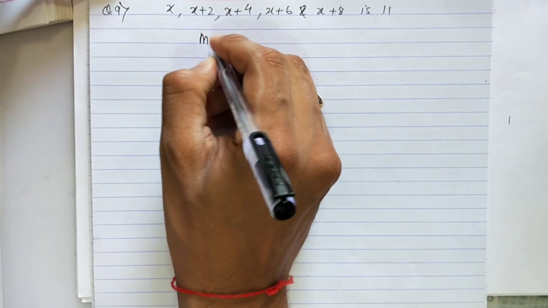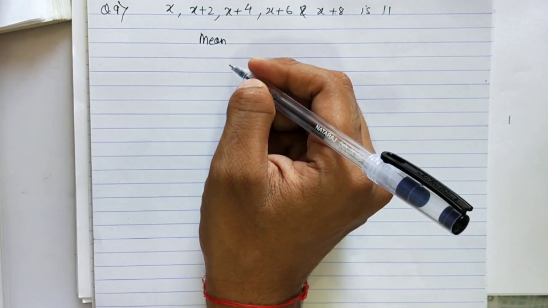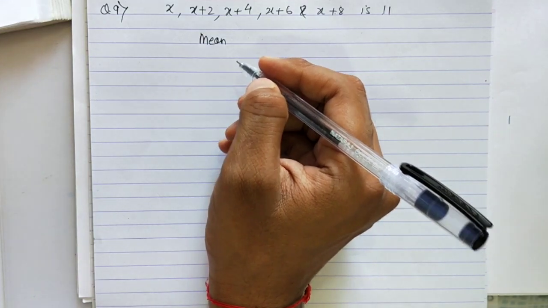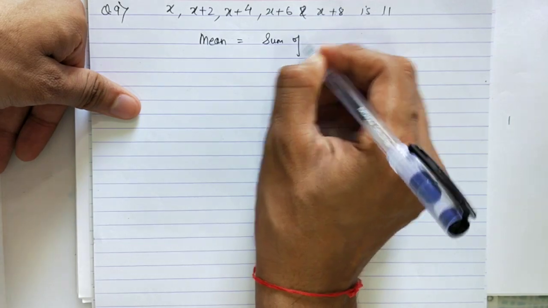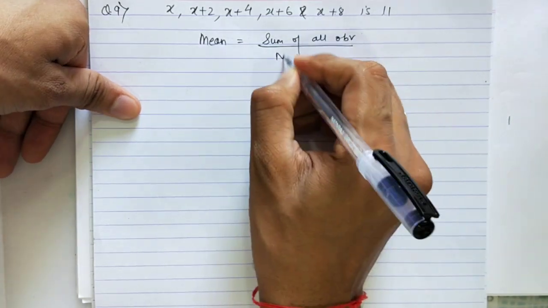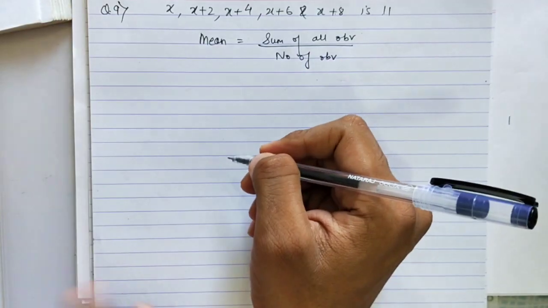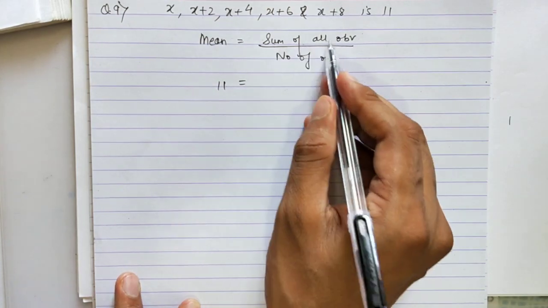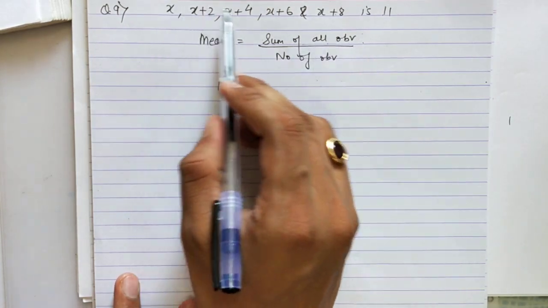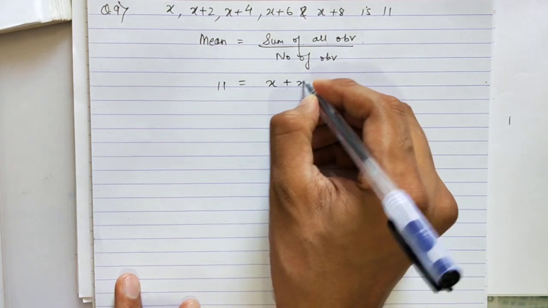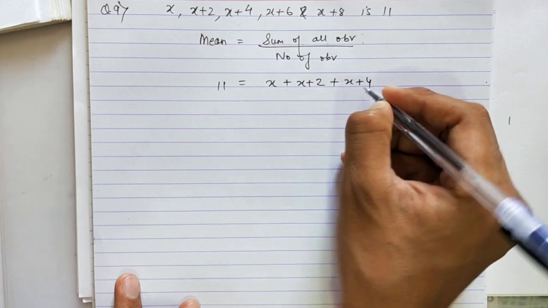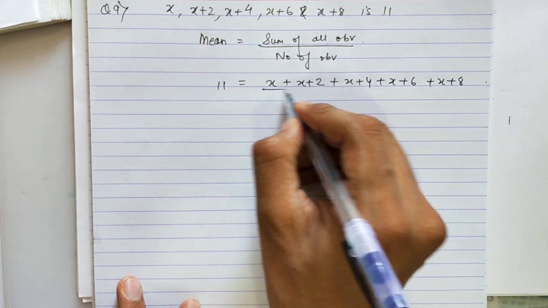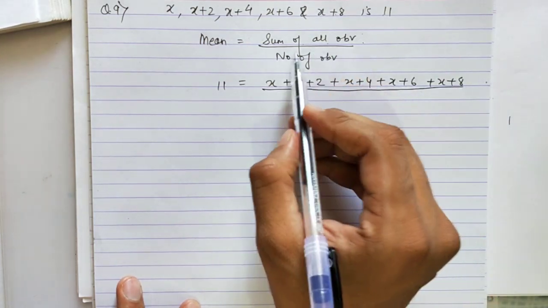So what is the formula for mean? Mean is sum of all observations upon number of observations. The mean is already given, mean is 11. So I'll write here 11 is equal to sum of all observations. Sum of all observations means add all these: x plus x plus 2 plus x plus 4 plus x plus 6 plus x plus 8, divided by number of observations.